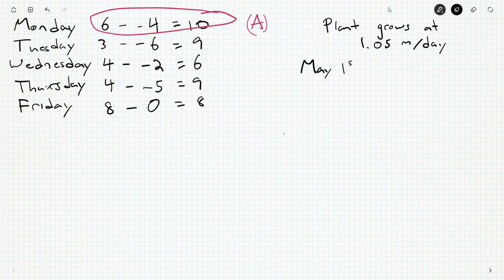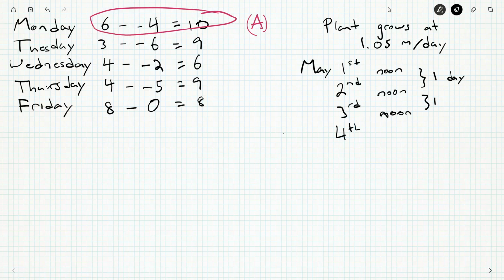So now we need to count the number of days. We start with May 1st at noon. Then we go to May 2nd at noon, and it's been a full day. The 3rd at noon, that's been another day. So we've had 2 days overall. So between the 1st and the 2nd is 1 day. The 1st and the 3rd is 2 days. The 1st and the 4th, well, it's going to be 3 days. So if we want to go all the way down to the 8th at noon, it will have been 8 minus 1, 7 days.